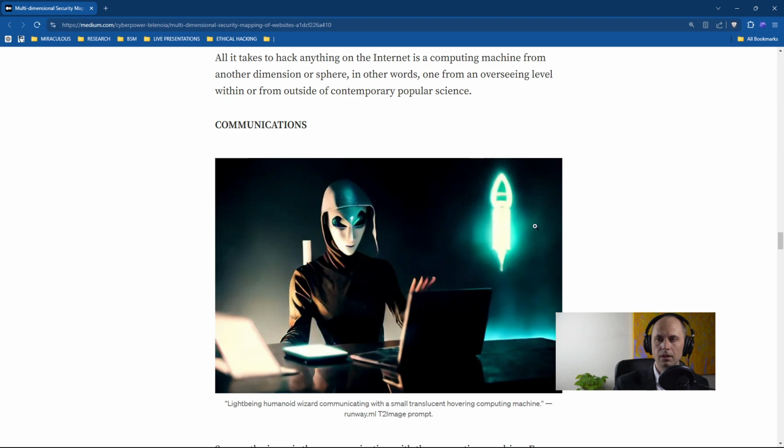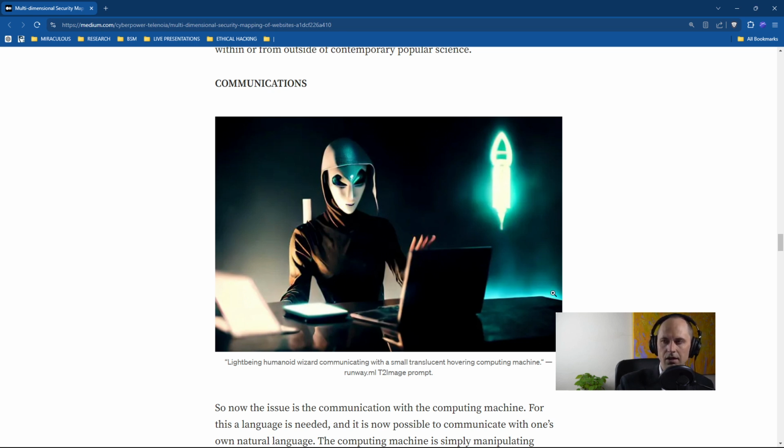Where are the computing machines with all the datasets from the certificates that form the roadmap of the top offensive penetration testers? All it takes to hack anything on the internet is a computing machine from another dimension or sphere. In other words, one from an overseeing level within or from outside of contemporary popular science. Communications.